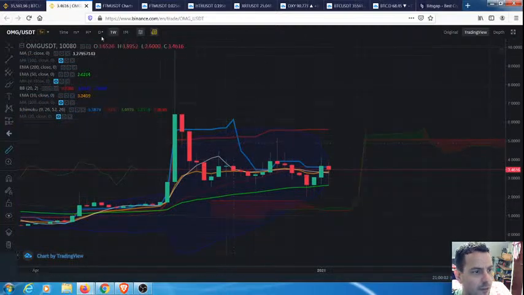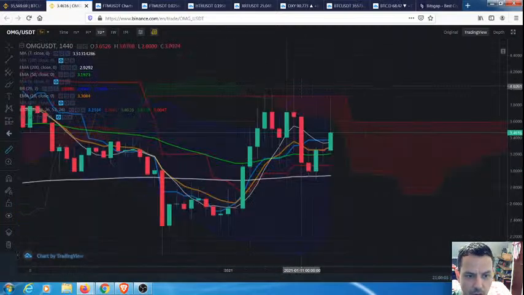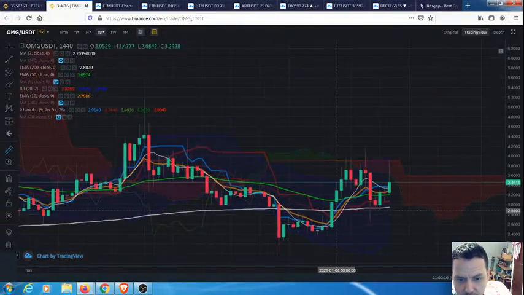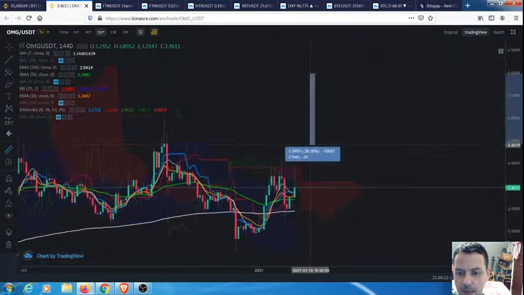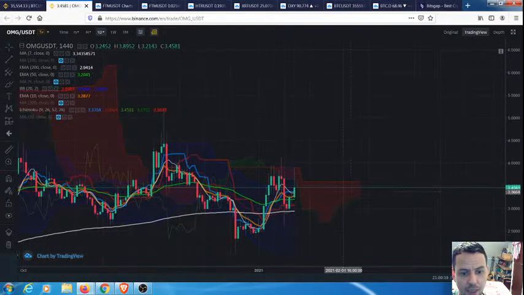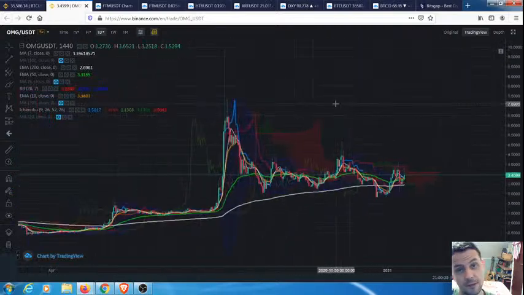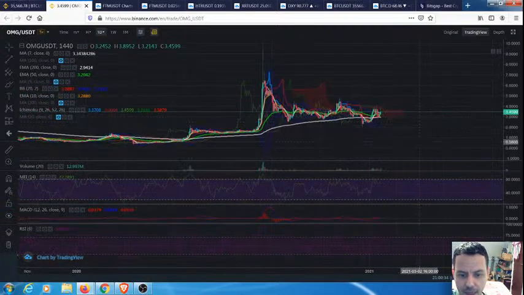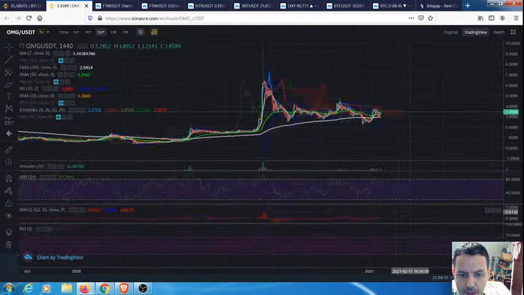Okay, so we did get the conversion baseline cross on the weekly. We've got a fresh conversion baseline cross to the up on the daily. You can see how the Ichimoku cloud has become resistance to us here. If we can reclaim areas like $3.58 and stay above there, then we have every chance to turn bullish on this one. From the way that this has behaved in the past, it's likely to behave like that again. So that's not too bad.